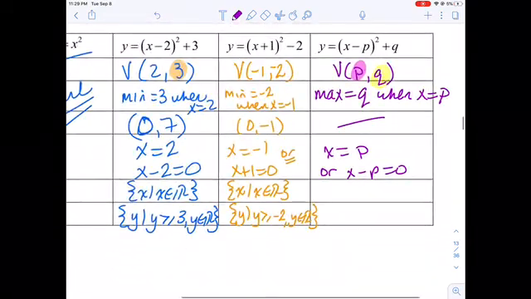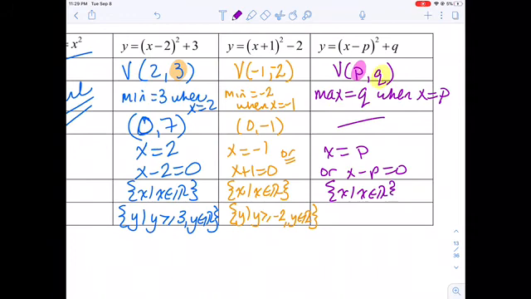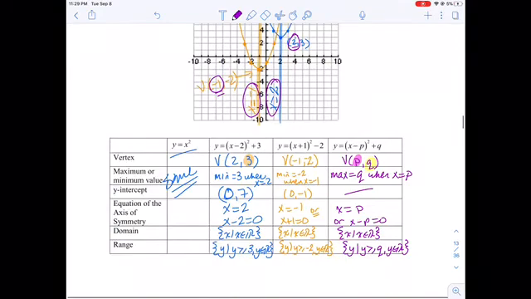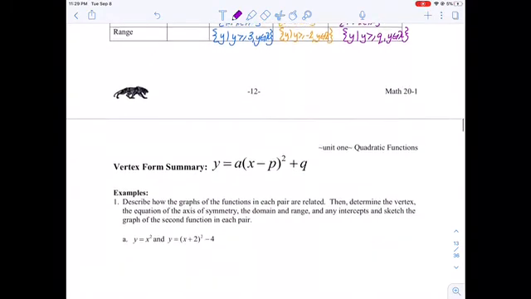The domain is always, no matter what, all real numbers, and the range is going to be y is greater than or equal to q. Okay, so there we are in a nutshell.